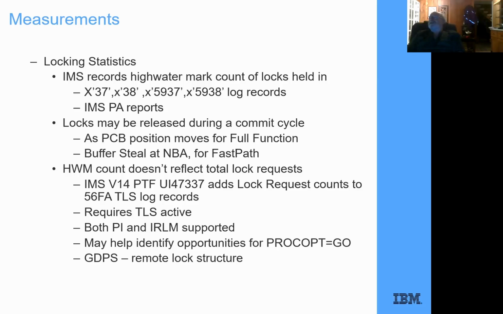There's a V14 PTF that added lock request counts to the 56FA TLS records. To get that, you have to have TLS, transaction level statistics, turned on. You can turn that on system-wide, or you can turn it on a transaction basis. It supports both PI and IRLM. And what you might use with that is to identify opportunities for PROCOPT=GO. You can identify BMPs or even transactions that make a lot of lock requests, but potentially are PROCOPT G share requests. And they're potentially candidates to use GO and read without integrity.